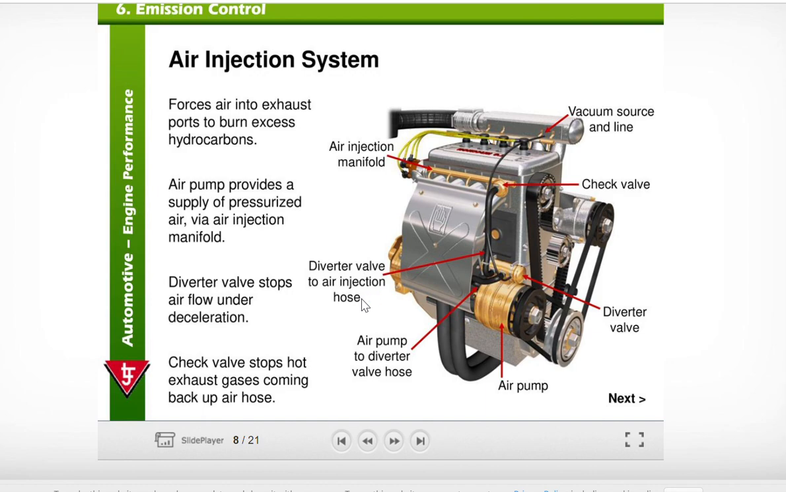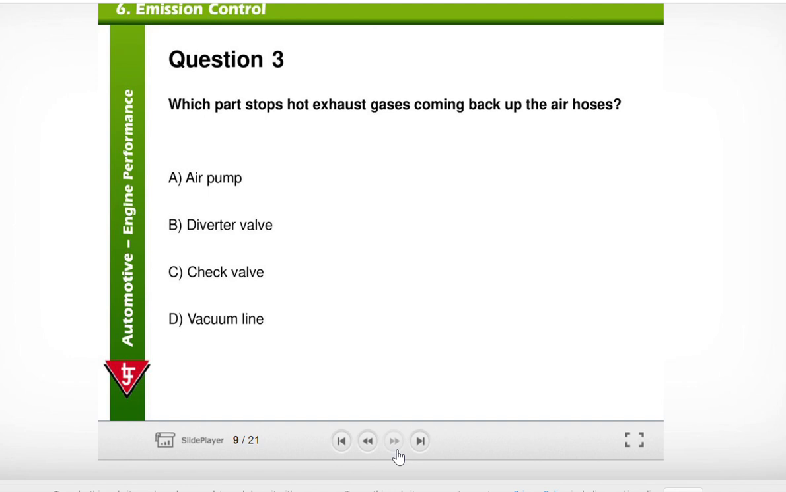So the air pump will introduce air via injection into the manifold. Then we also have a diverter valve that helps to store air when the vehicle is decelerating, and of course we want a check valve that allows air to move in one way, so that the hot exhaust gases do not come back into the air hose. This is one of the methods that is used, and you can find this on some earlier models, the Mercedes, like the 271 engines, where you'll find an additional air pump blowing air into the exhaust.